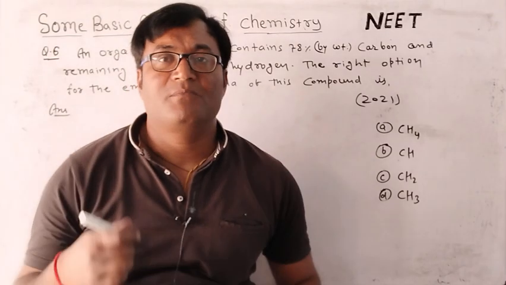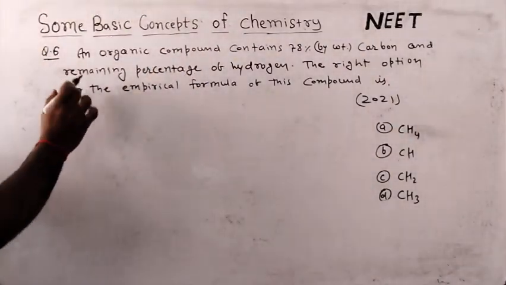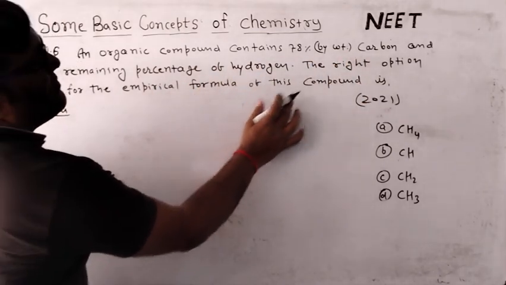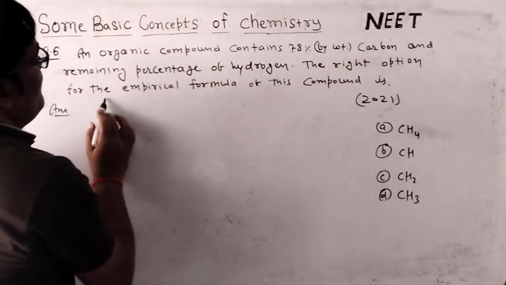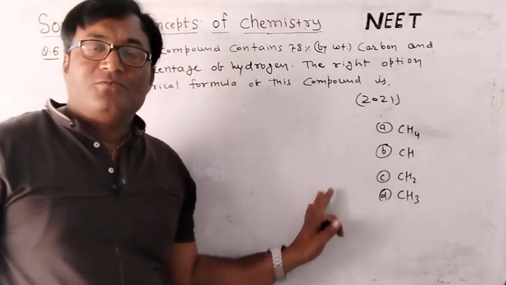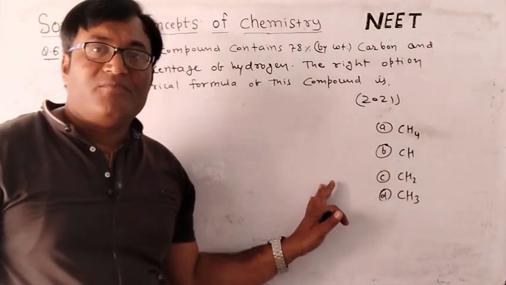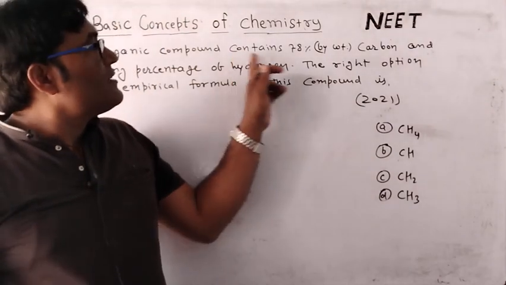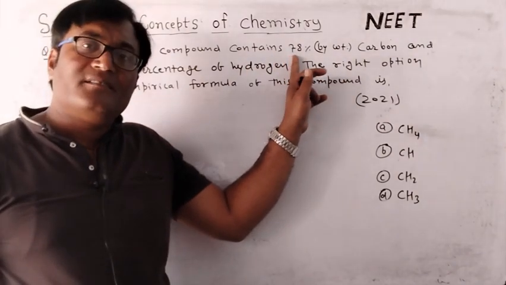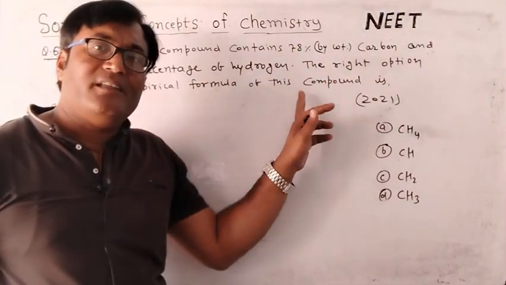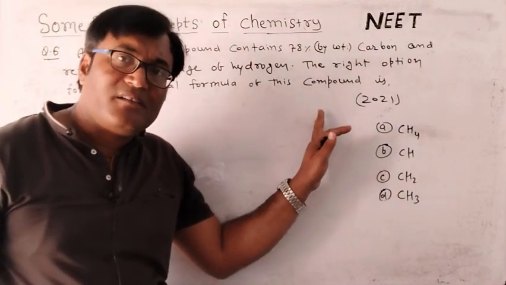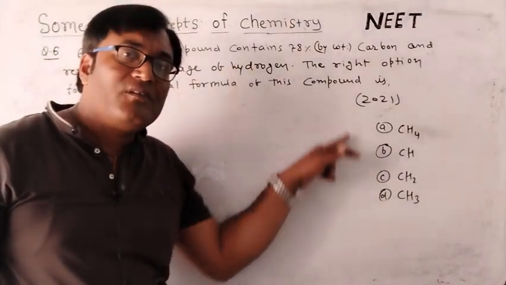Now I am going to solve question number 6. According to question number 6, an organic compound contains 78% by weight carbon and the remaining percentage hydrogen. The right option for the empirical formula of this compound is, options are given. According to this question, what is the empirical formula of the compound? If an organic compound contains 78% carbon and the remaining, 100 minus 78%, hydrogen, what is the empirical formula of the compound in these 4 options?